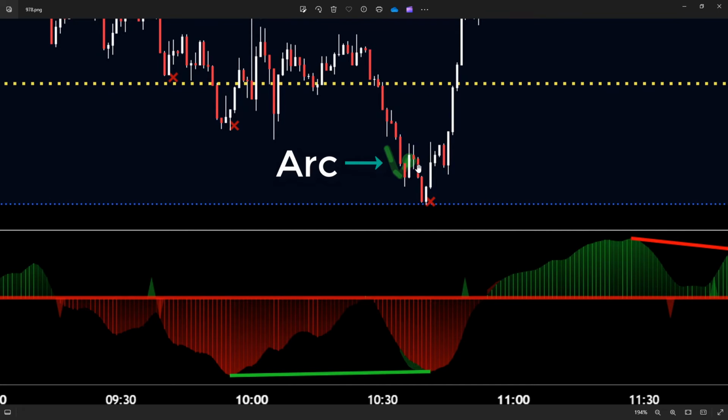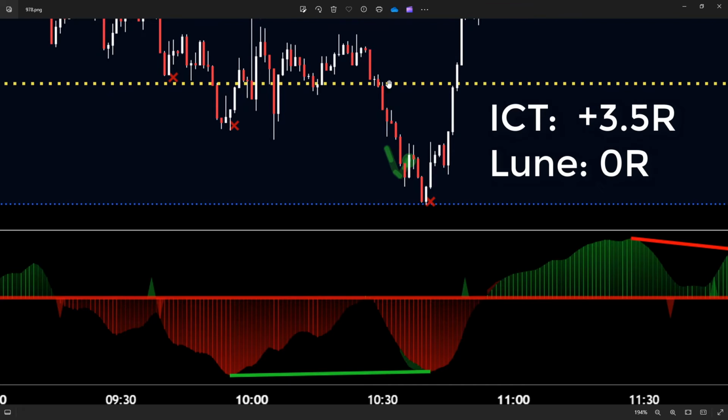So going back to the 1-minute, let's look at what Loon gave us. Here's the first point, second candle, third candle, fourth, fifth, sixth, no trade. Here's our next point. 1 candle, 2 candle, 3 candle, 4 candle, so no trade for Loon.